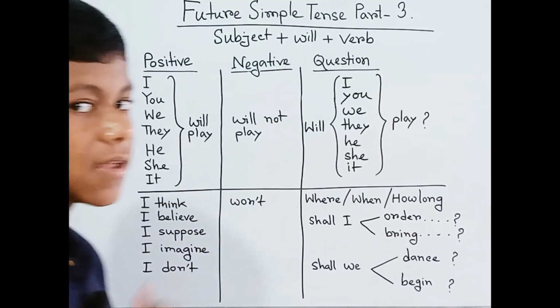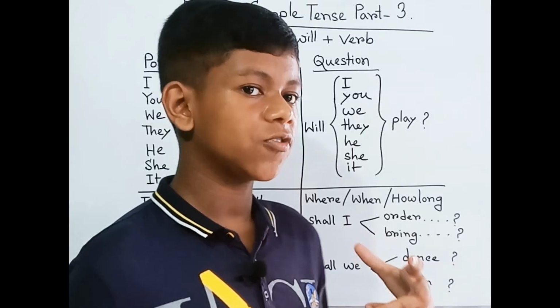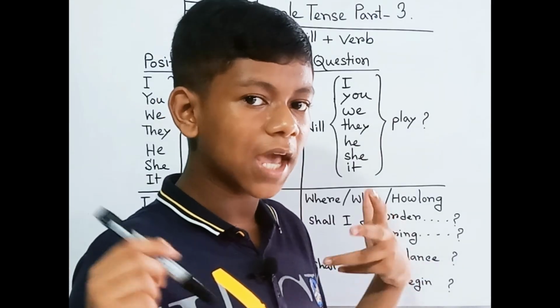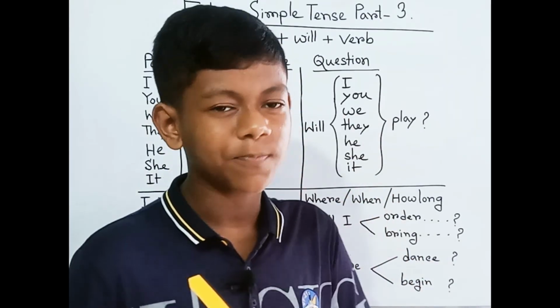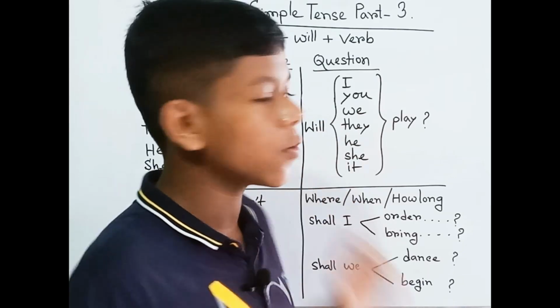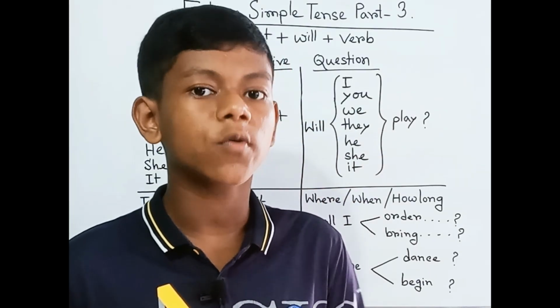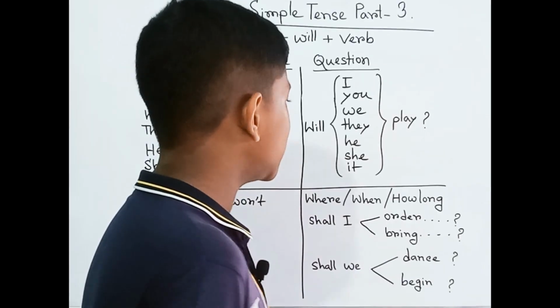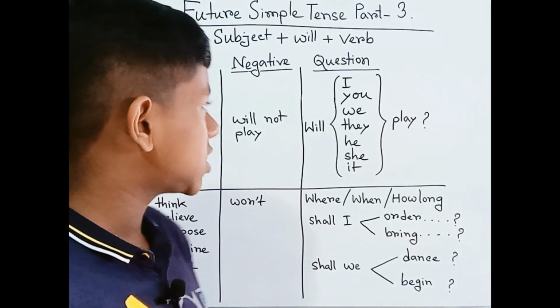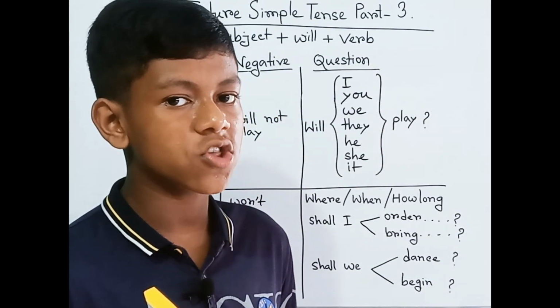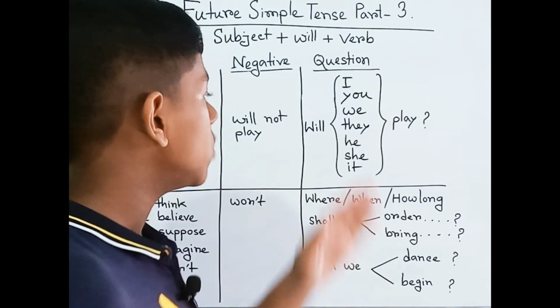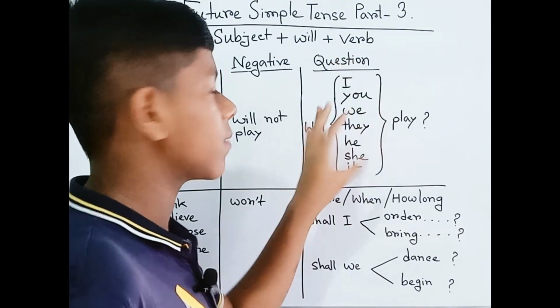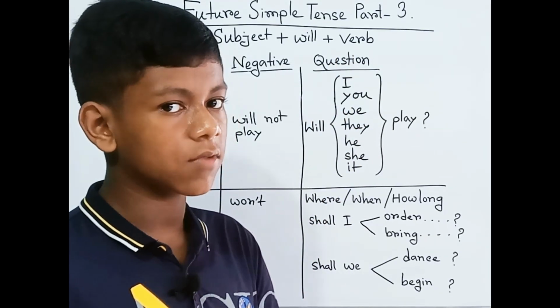Okay, and the next is the question. These are the positive forms; we will learn the negative form of questions later. Just wait, don't panic. Here, as we generally do, we have to put the will before all of the subjects. Then your sentence will be like this in the positive form of question.